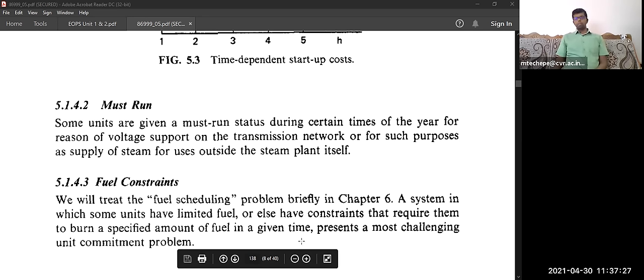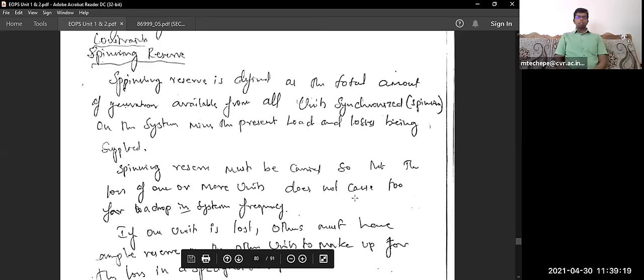scheduling thermal generating units. So next constraint comes to spinning reserve. Spinning reserve is defined as the total amount of generation available from all units synchronized, that is spinning on the system, minus the present load and the losses being supplied. So what is meant by spinning reserve is nothing but the total amount of generation available from all the generating units synchronized on the system, minus the present load.